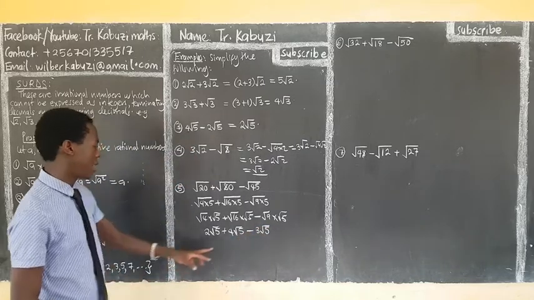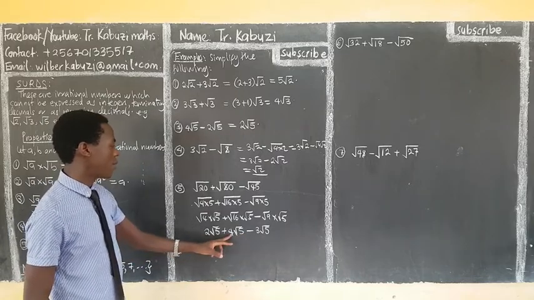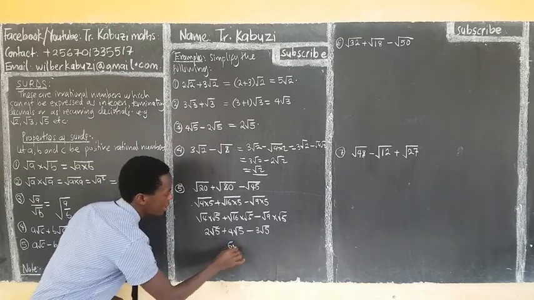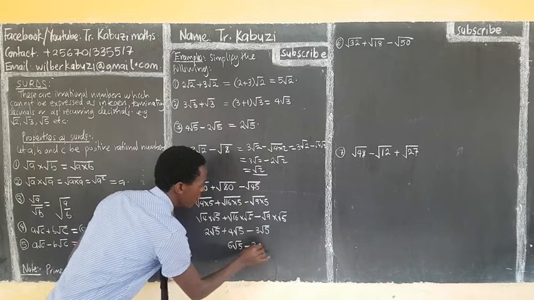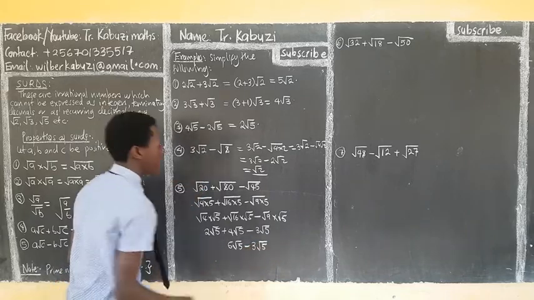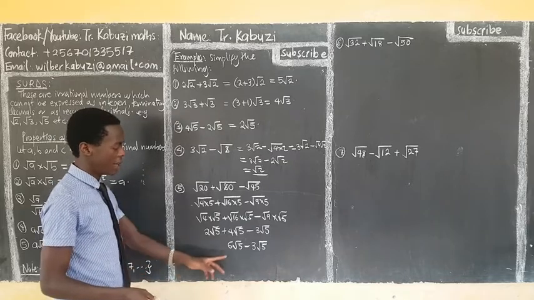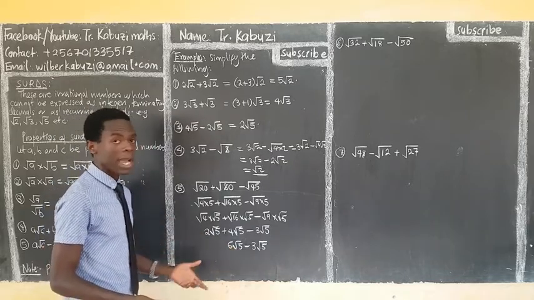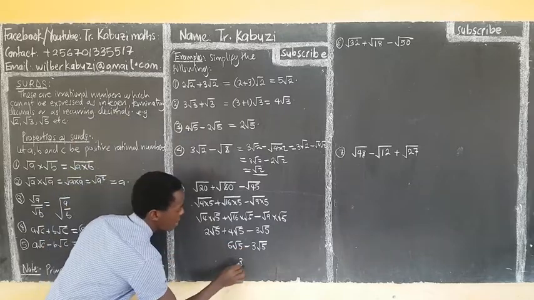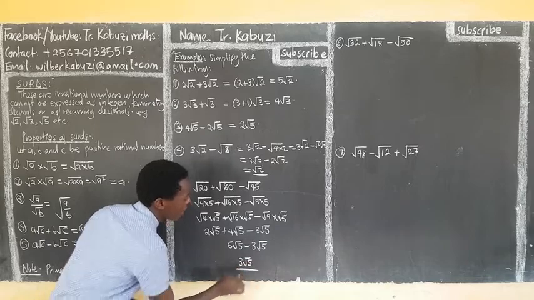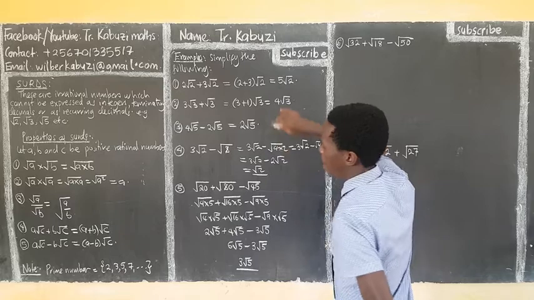You see that here? The same. So you can add 2 plus 4, we get 6 root 5. Then minus 3 root 5. When you are mature enough, you can do this in one step and get the final answer. So here, you can subtract 6 minus 3, we get 3. So this will be 3 root 5. As simple as that.